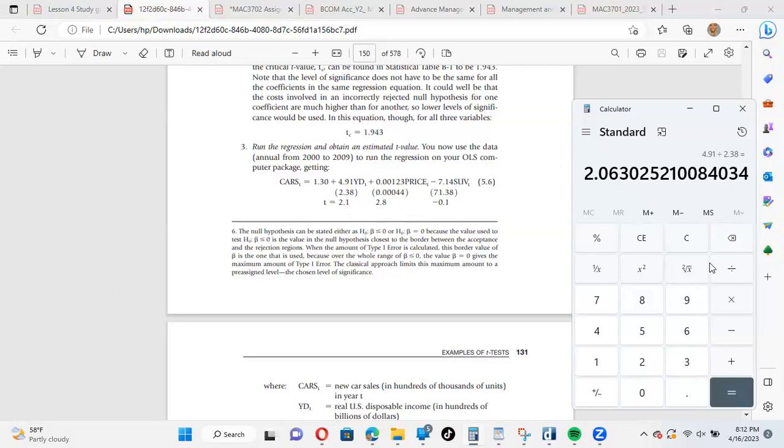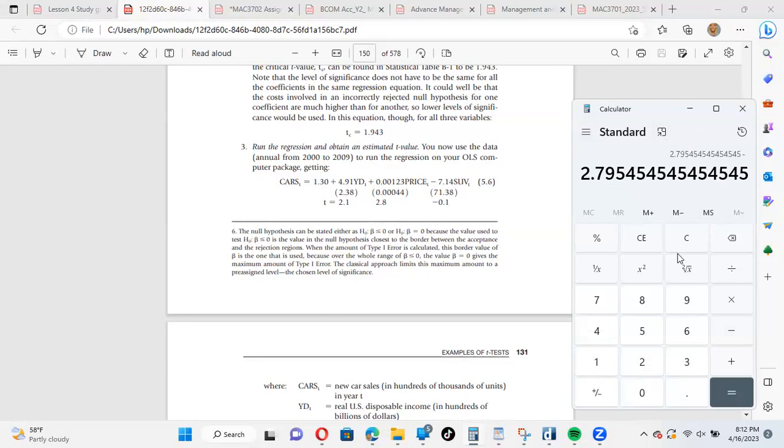Let's do the next calculation. 0.00123 divided by 0.00044 gives us 2.79, which is 2.8. This is again greater than that. So we reject the null hypothesis again, because we have pretty much gone over that amount. What about the next one?